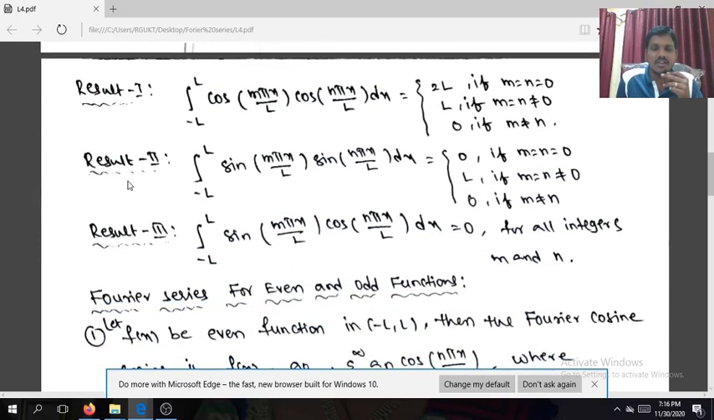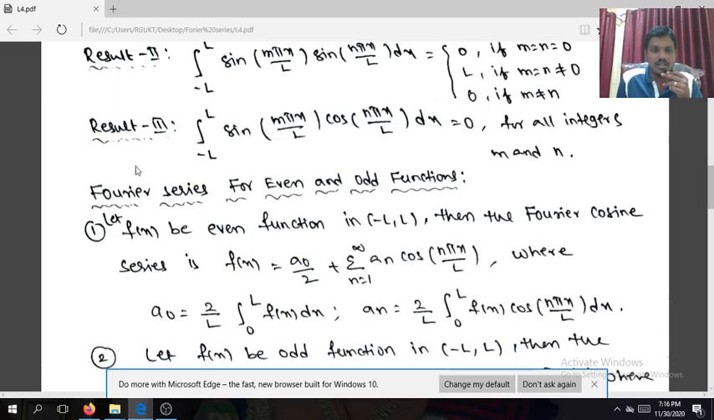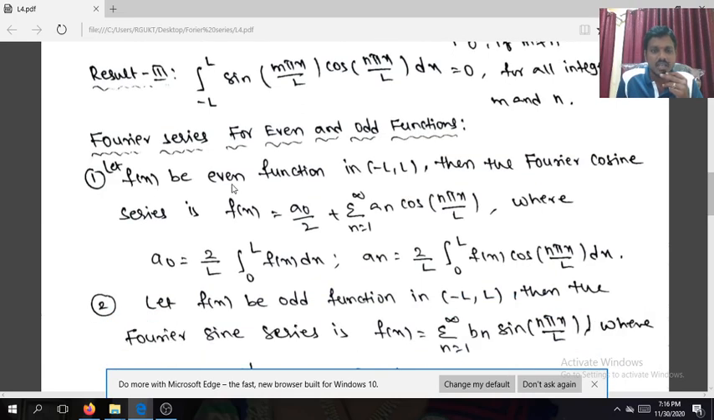Suppose the function is even. In the last class we discussed the same; I am trying to recall the information from the last class. The Fourier series for even and odd functions. Let f of x be an even function in minus L comma L. Then the Fourier cosine series expansion is f of x equals a naught by 2 plus summation n equals 1 to infinity a n cos n pi x divided by L. Here, since it is an even function, the b n terms vanish.